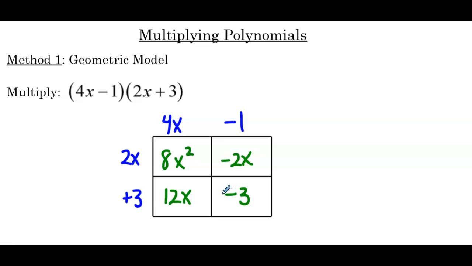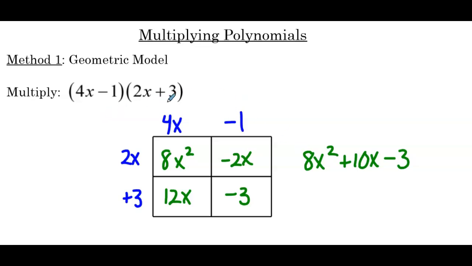Now what we're going to do is look to combine like terms. For 8x squared, I don't see any other term with an x squared in it, so we have 8x squared. Negative 2x, well, I also see a positive 12x, so combining those two we get plus 10x. And the constant term, negative 3, is the only constant term that I see. So there we have the product of 4x minus 1 times 2x plus 3.